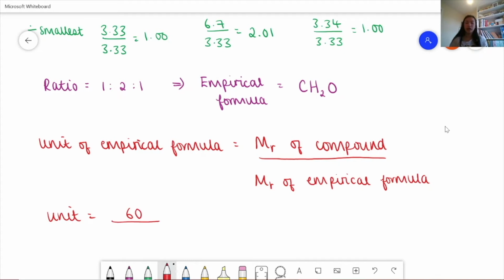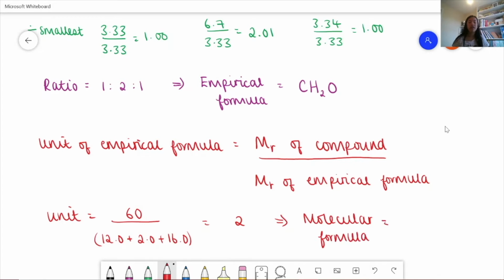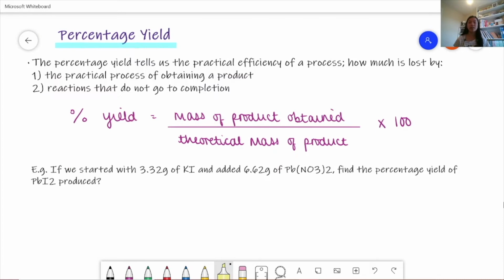So we have the AR of carbon, which is 12, and then added with 2 hydrogens, which is 2.0, and then we have 16 for the oxygen. And so this gives us 2, and so therefore the molecular formula is everything in the empirical formula multiplied by 2. So we have C2H4O2.